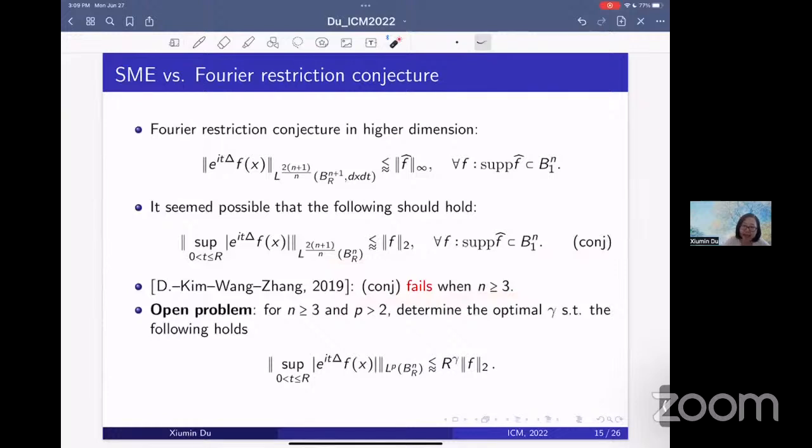And it remains an open problem that for n at least 3, p greater than 2, determine the optimal exponent gamma such that this Lp Schrödinger maximum estimate holds. This problem is challenging because for p greater than but close to 2, this optimal estimate here should imply our sharp L2 Schrödinger maximum estimate.